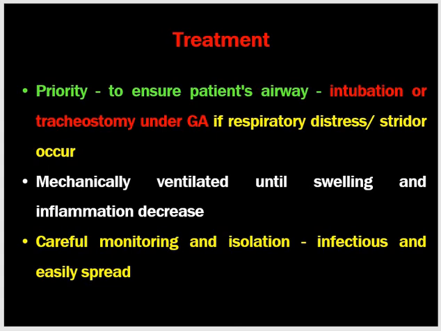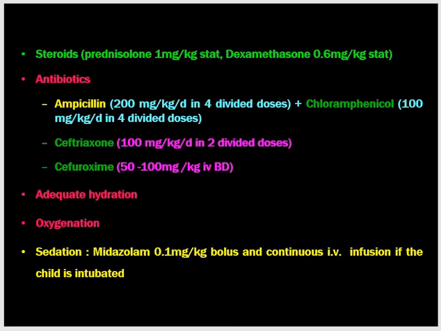Careful monitoring and isolation is required because the condition is infectious and the infection can easily spread to others. Therefore, it is important that the child be isolated if possible. Steroids are the mainstay of treatment as they are strong anti-inflammatory agents. Prednisone in the dose of 1 mg per kg stat followed by 1 mg per kg every 6 to 8 hours is given. Dexamethasone 0.6 mg per kg stat can be given. Steroids can be continued for up to 2 to 3 days to see the response.